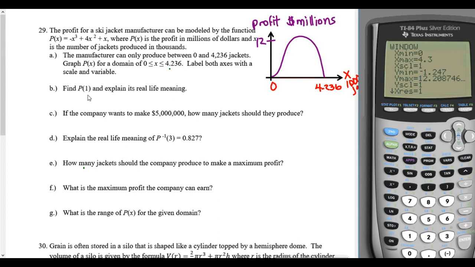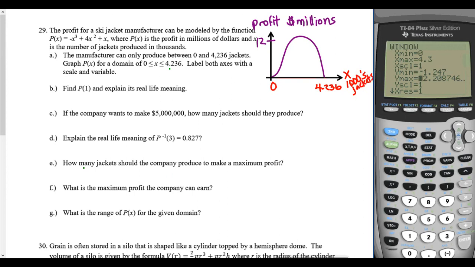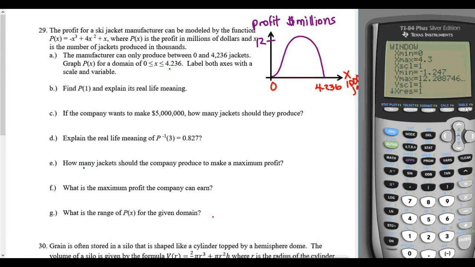All right, so let's go on here for number B. It says find P of 1 and explain its real life meaning. Well, 1 is the x value. In this case, x is the number of jackets in thousands. So if we need to figure out what that equals, I'm going to go back to my graph. The easiest way for me to plug 1 into this function is to go to trace and just type 1. If I type 1, it tells me when x is 1, y is 4. So the x is 1 means 1,000 jackets. The y is 4 means $4 million because the y is profit in millions of dollars.